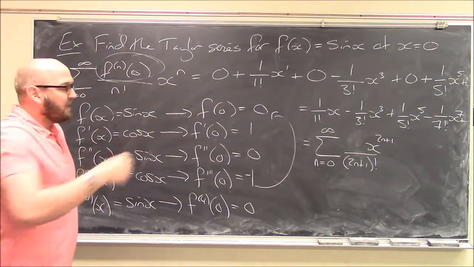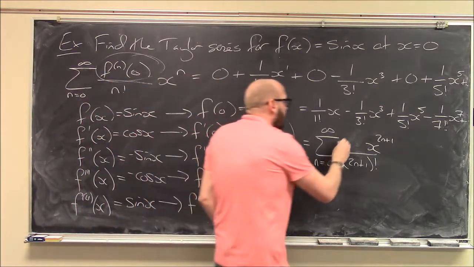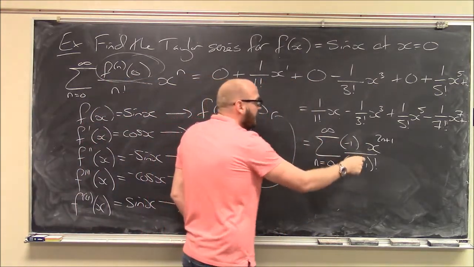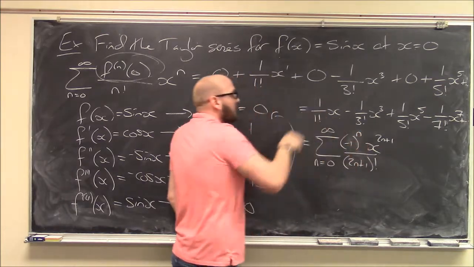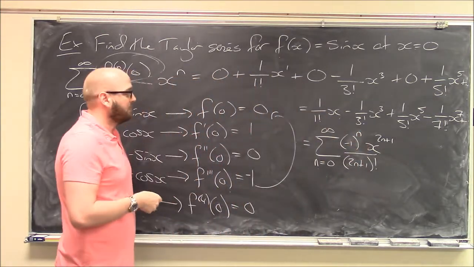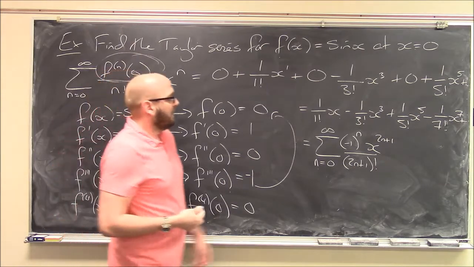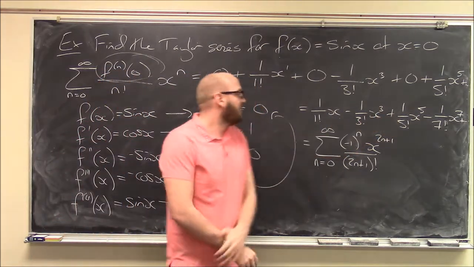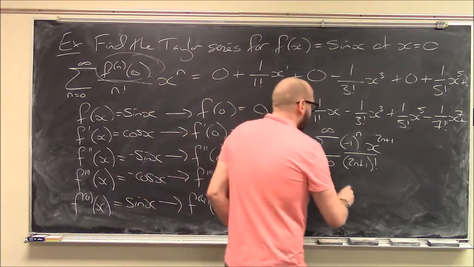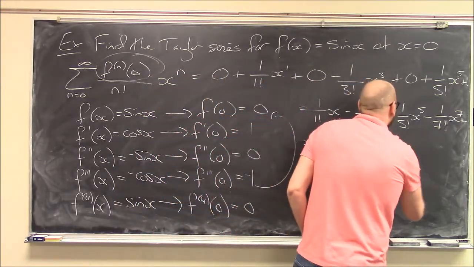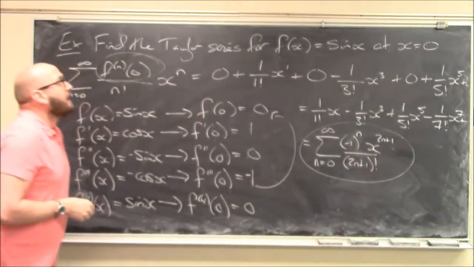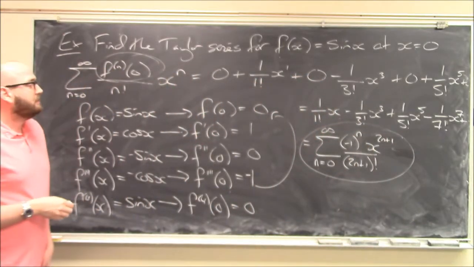And then I just want something that alternates signs. So minus 1 to a power. If I do minus 1 to the n, that will start on the positive 1. And as n equals 1, 2, 3, it will alternate plus, minus, plus, minus. So this is actually the Taylor series expansion for sine of x around x equals 0.